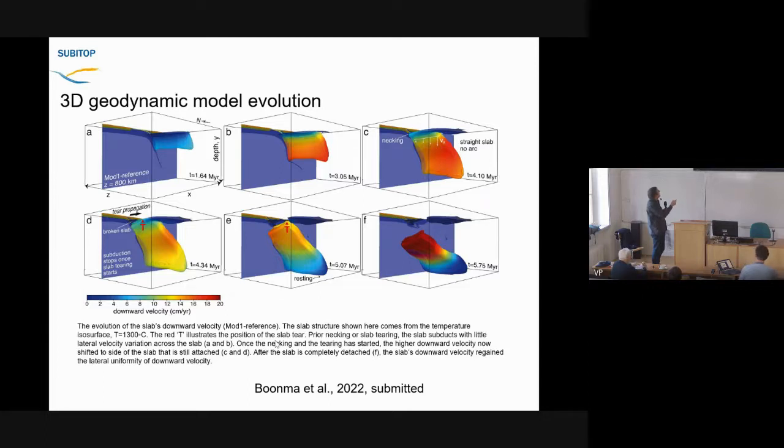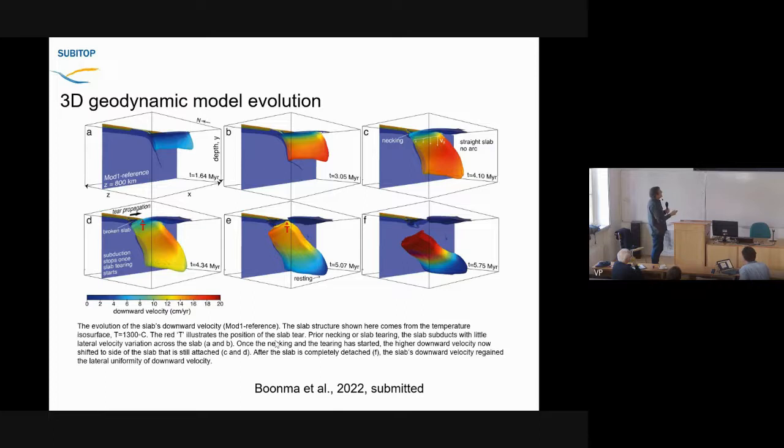And you see, the interesting thing is that at the same time that the slab is sinking, you get some areas where the slab is still attached to the upper plate, where this connection to the upper plate is also pulling down the upper plate, where it is still attached to Iberia.